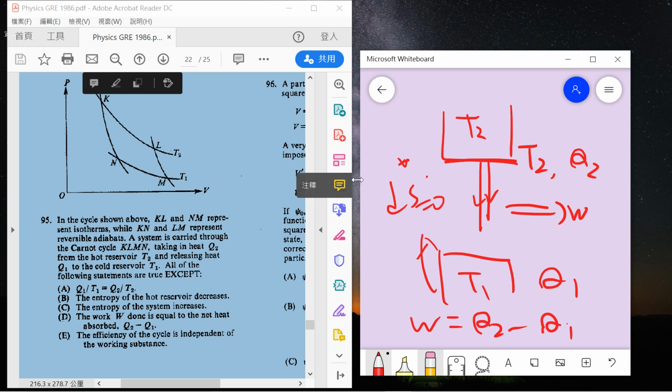A is correct. Basically, this means that the Carnot cycle is the most efficient process. B said that the entropy of the hot reservoir decreases because the heat comes from Q2. We extract heat Q2 from here and put some Q1 in the cold reservoir. So Q2 entropy decreases because heat flows out. C, the entropy of the system decreases. This is not correct because I already said that the system entropy is fixed.